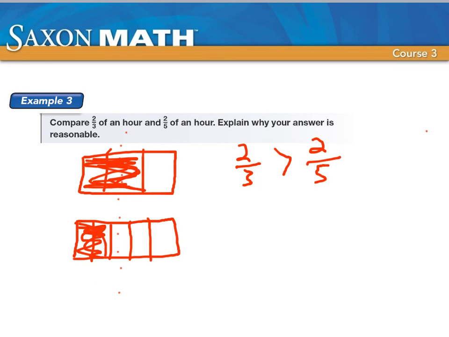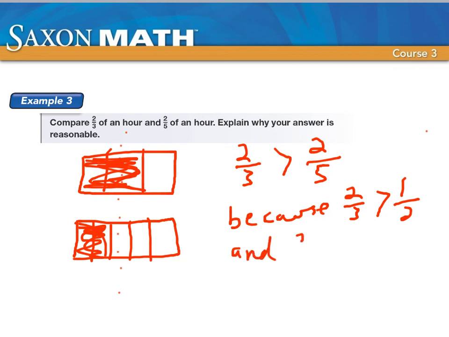And explain why your answer is reasonable. Because 2/3 is bigger than 1/2, and 2/5 is less than 1/2. That's a perfectly good explanation. That's a good way to compare those. 2/3 is bigger than 1/2. 2/5 is less than 1/2. So that means that 2/3 has to be bigger than 2/5.